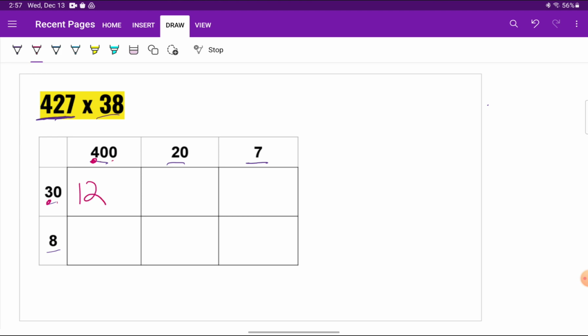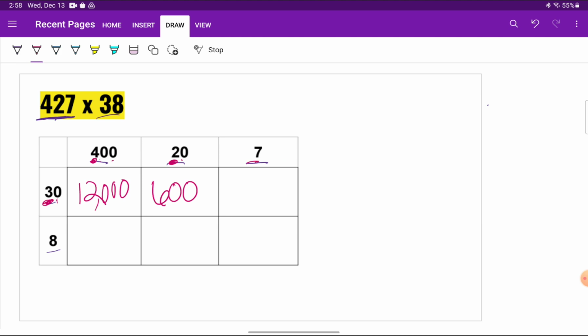The reason I can just count zeros is because we're maintaining place value, right? Tens, hundreds, thousands. Because 400 times 30 is 12,000. Same thing if we continue across. 30 times 20, 3 times 2 is 6. And then there's 2 zeros, so 600.